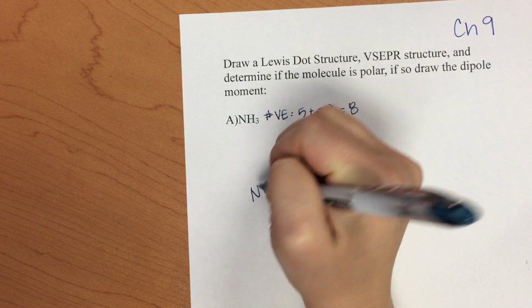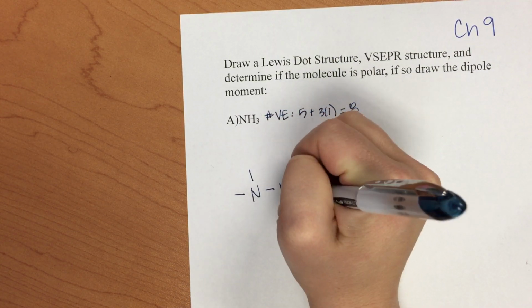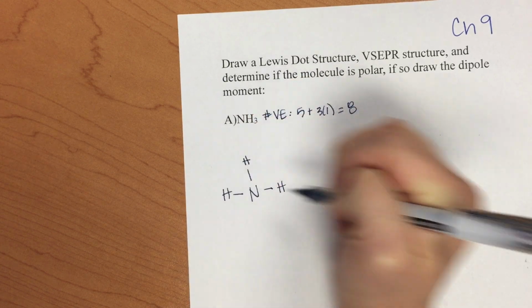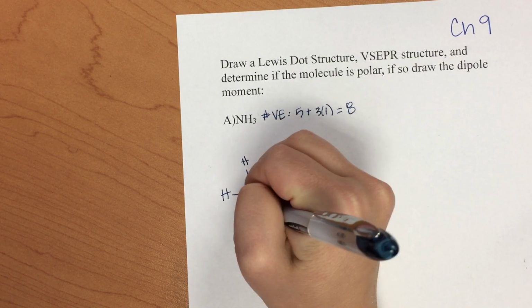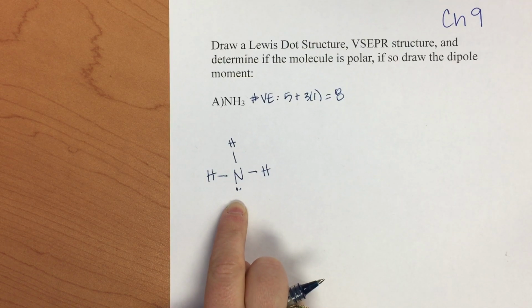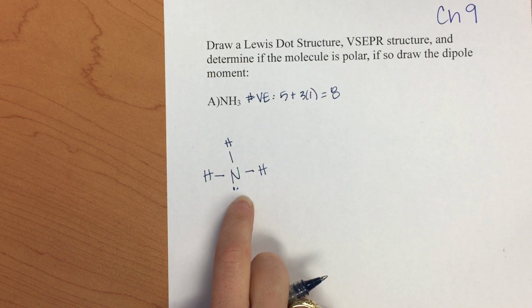So we put nitrogen in the center, put our 3 hydrogens. So we've used 2, 4, 6. Now we have 8 electrons. So we've used all of our valence electrons. We now have a Lewis-Dot structure.